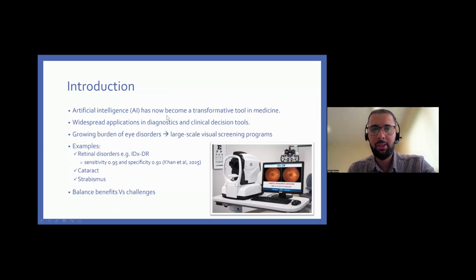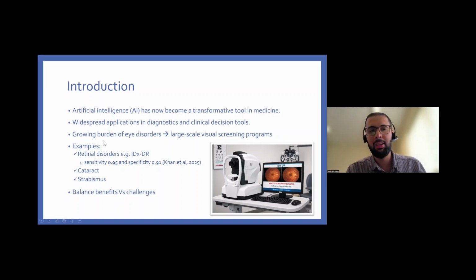So as an introduction, as we all know, AI has become a transformative tool in medicine, and not just medicine. It has been a transformative tool in every aspect of our lives. Nowadays, it has applications in engineering, in military, in politics, everywhere. But in medicine, it has been used quite extensively recently, and specifically also in ophthalmology and eye care. Now, there are widespread applications, whether it's regarding diagnosis or clinical decision tools. You just enter some variables, and then you end up with a clinical decision for your patients.